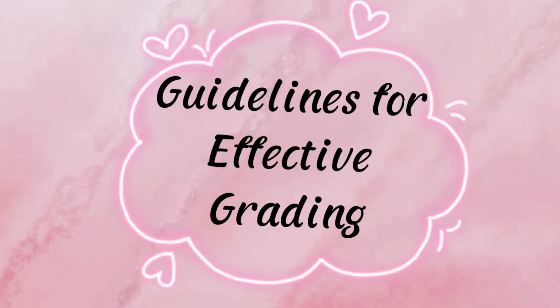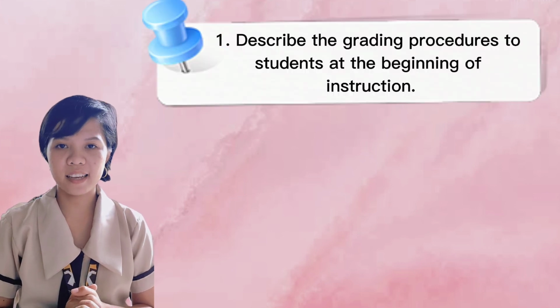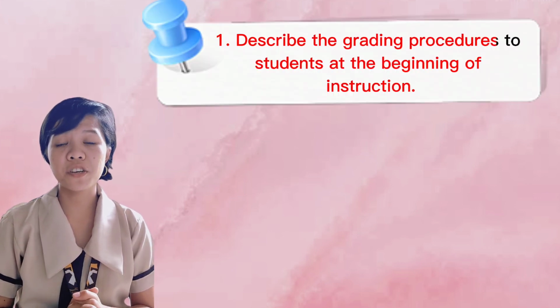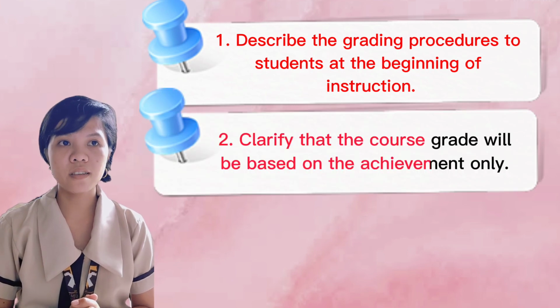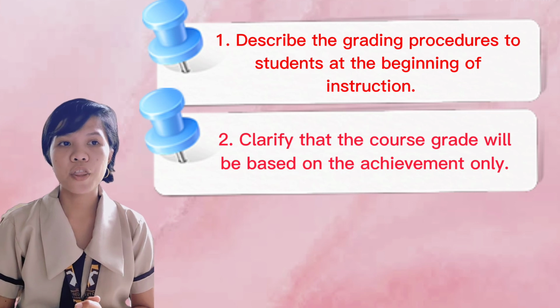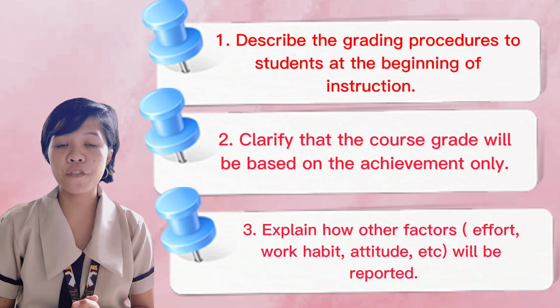Guidelines for effective grading. There are 9 guidelines for effective grading. First guideline is describe the grading procedures to students at the beginning of instruction. Second, clarify that the course grade will be based on achievement only. Third, explain how other factors like effort, work habits, and attitude will be reported.